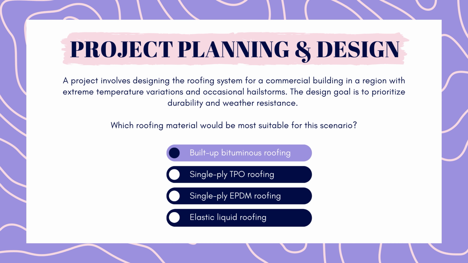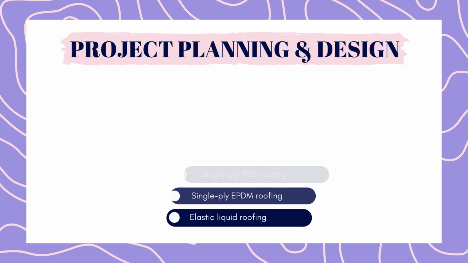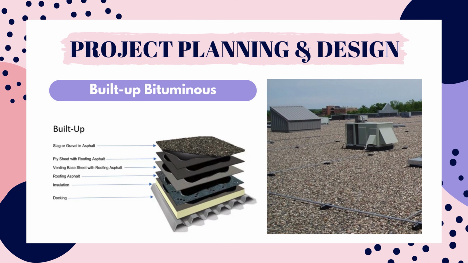And the answer is built-up bituminous roofing. Built-up bituminous roofing, commonly known as tar and gravel roofing, consists of multiple layers of bitumen and reinforcing fabrics. This construction makes it durable and able to withstand various weather conditions, including extreme temperature variations and hailstorms. Because of the multiple layers, built-up bituminous roofing provides excellent weather resistance and protection against hail impact. This roofing system also offers good thermal performance, which can help regulate the building's temperature in regions with extreme temperature fluctuations.